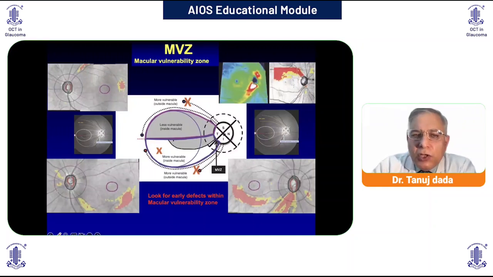So many times you will pick up early defects in the ganglion cell in this area of the macula, which is respecting the horizontal meridian. So you will see the defect starting in the temporal location for the ganglion cell loss, and gradually it will spread and you will see an RNFL defect. So look for defects in the macular vulnerability zone for the ganglion cell loss early in glaucoma.